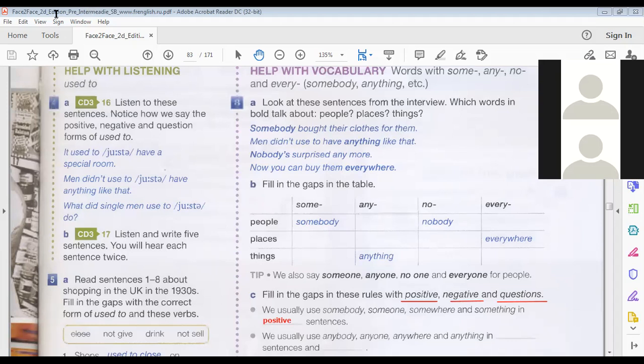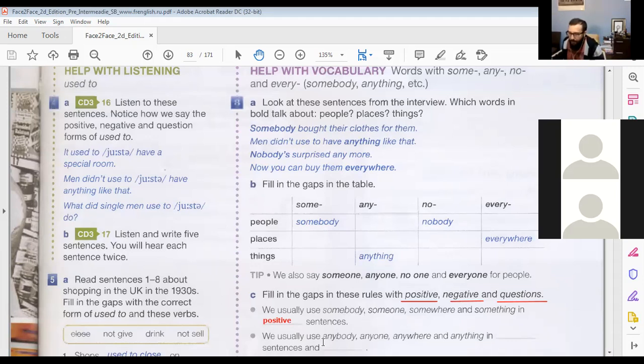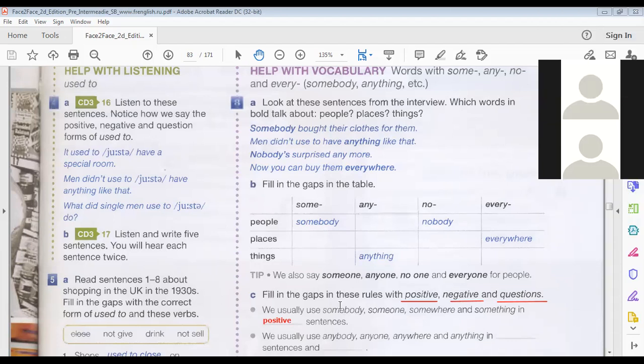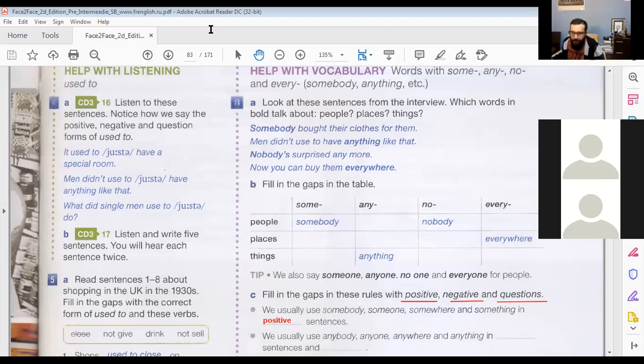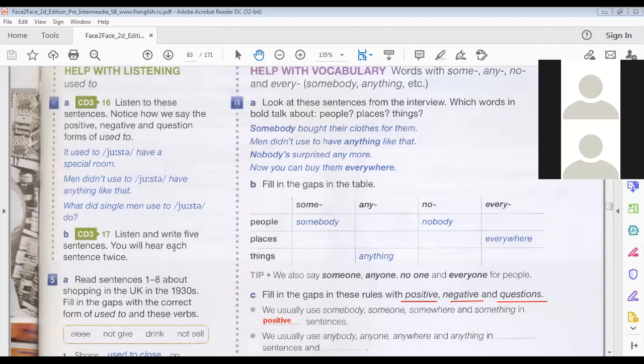Okay, sorry. So second point, we were saying about anybody, anyone, anywhere, and anything. When do we use them? Should we use them with positive sentences? Should we use them with negative sentences? Should we use them in questions? What do you think? When do we use them? What do you think, Selma?